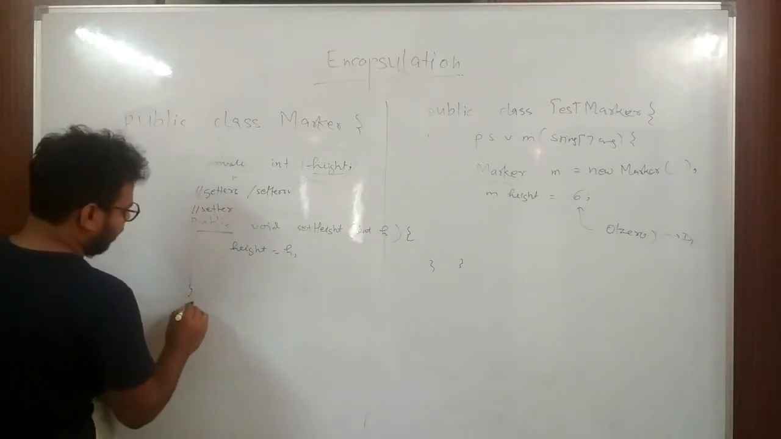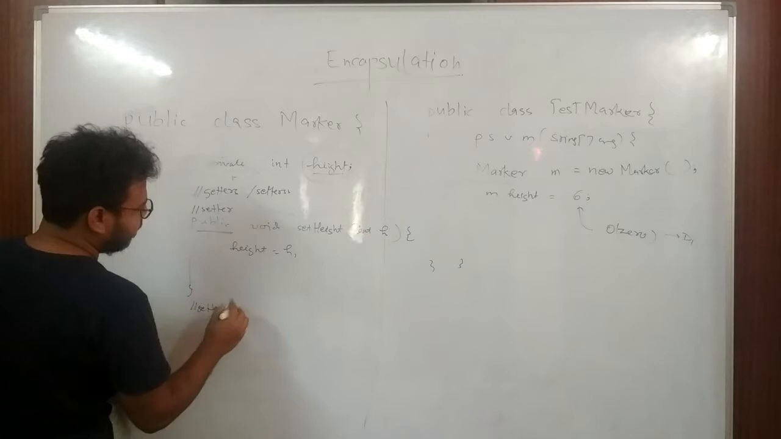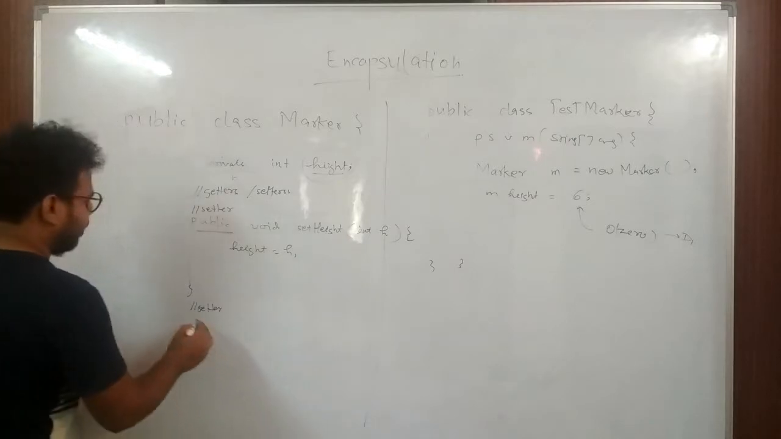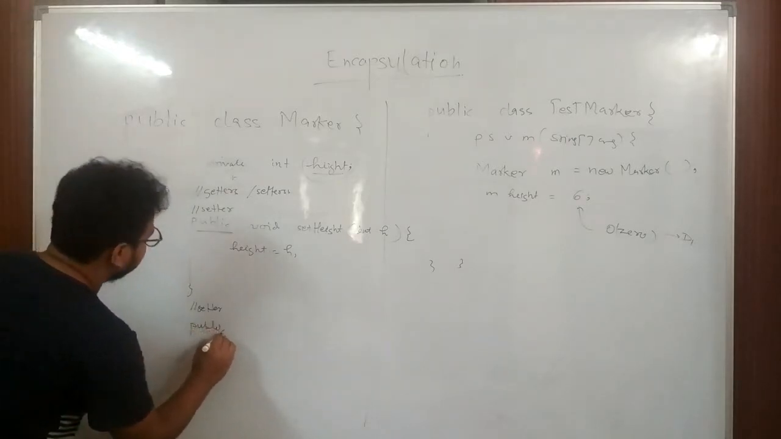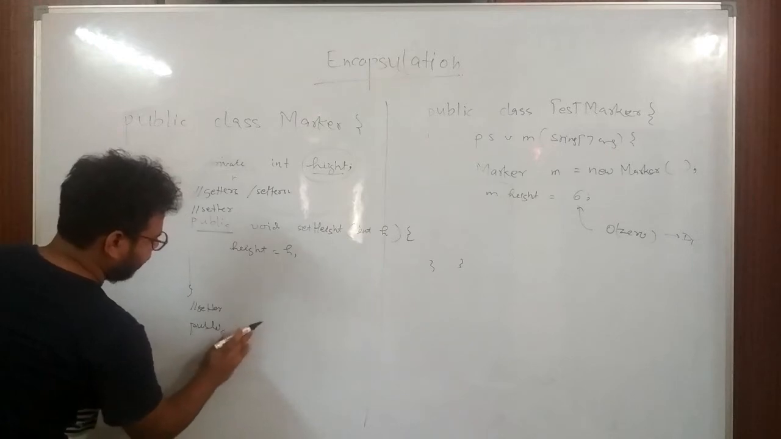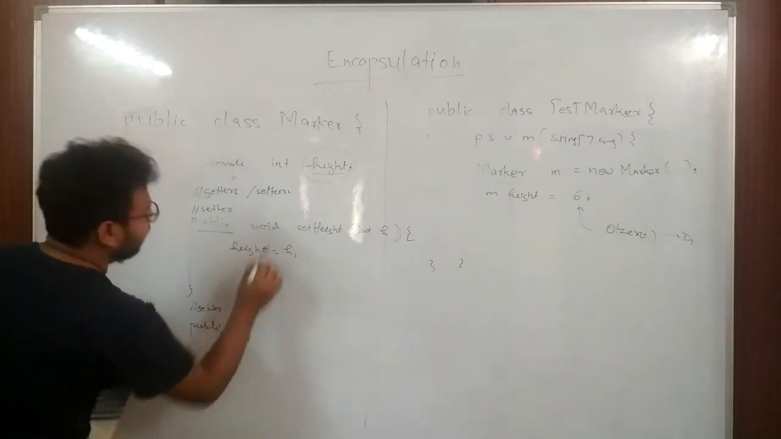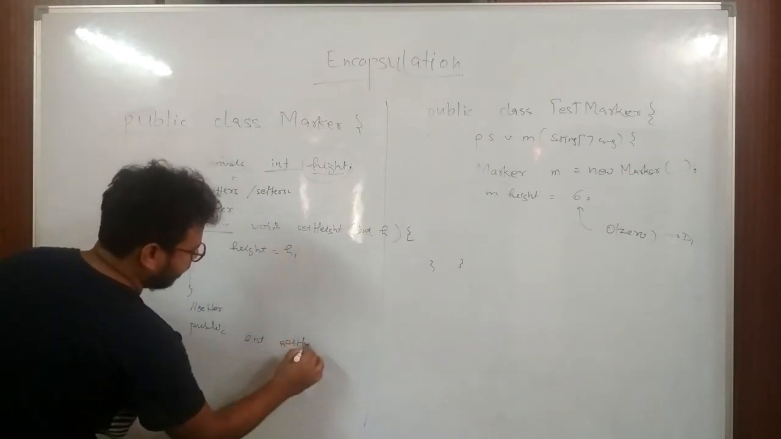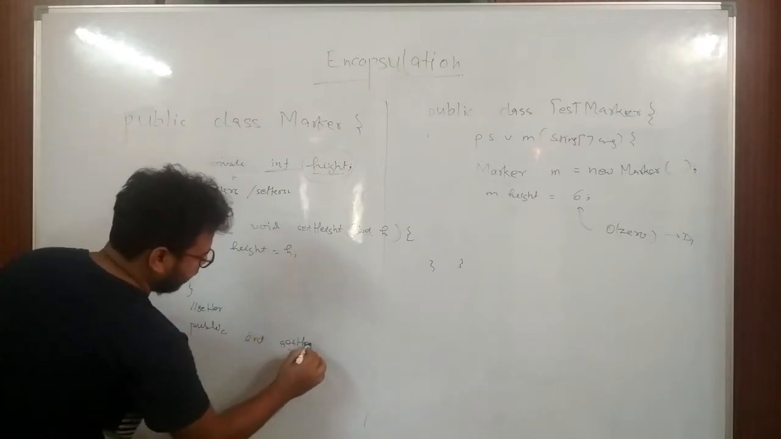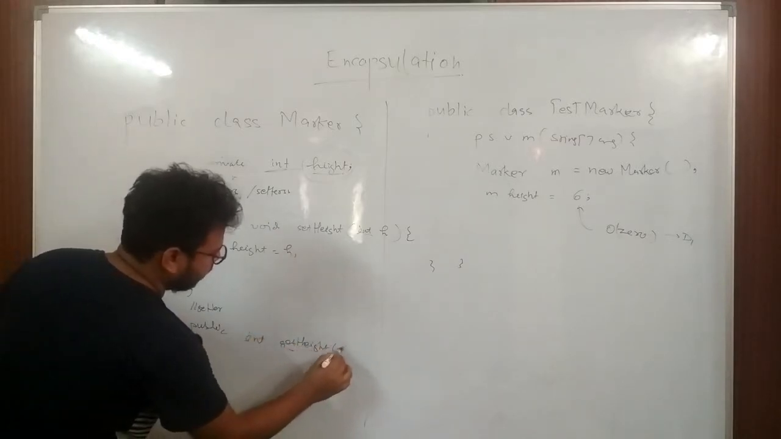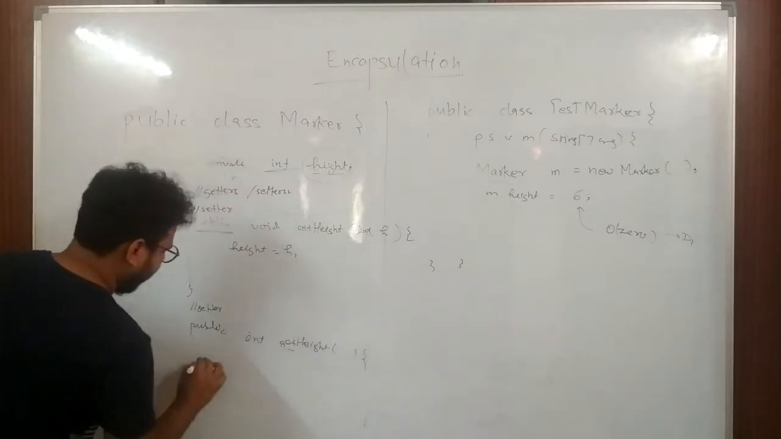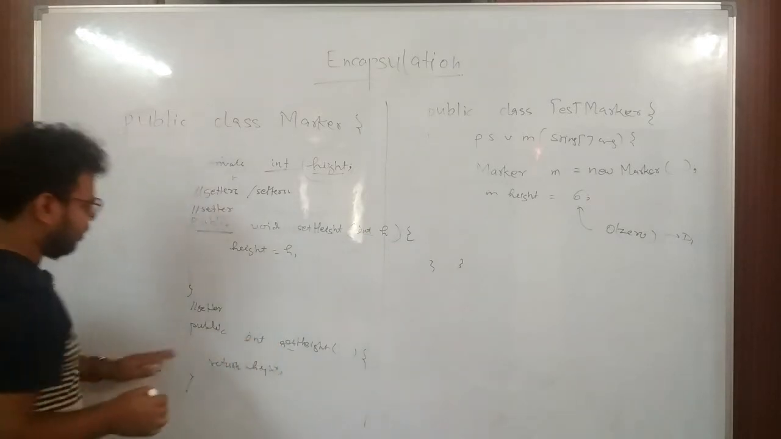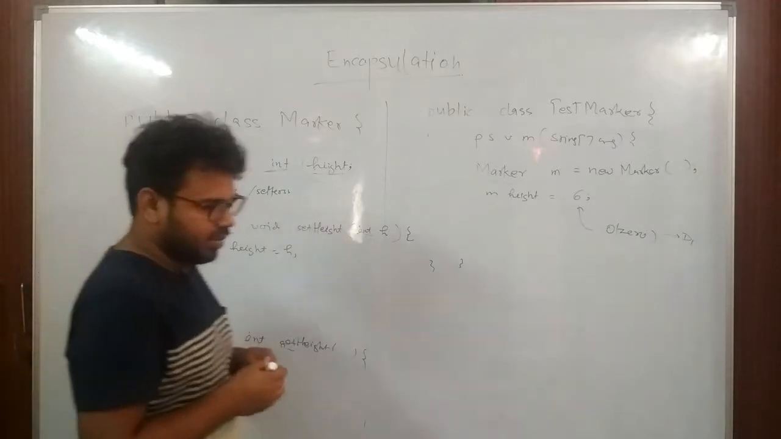And what about the getter method? The getter method is simply to get the value set by the setter method. So the getter method is like this: public, not void, the type of height is int, so it will be int. The same, here it will be get, there it was set. So getHeight, and simply we will return height. So this is our getter method and this is our setter method.